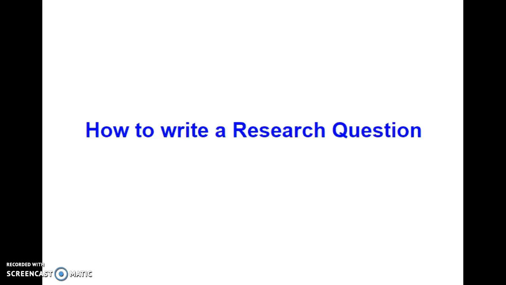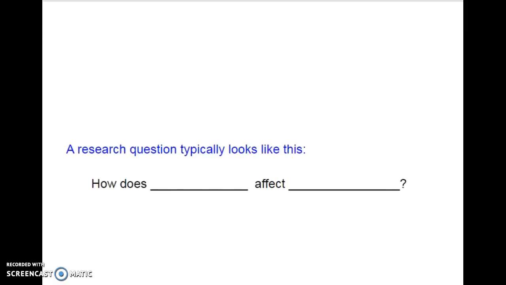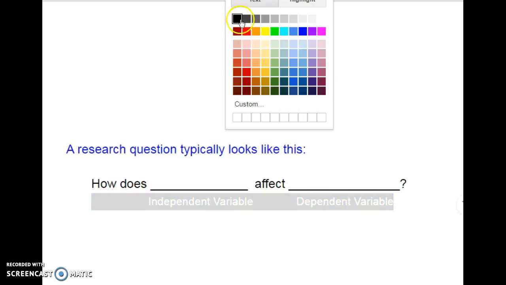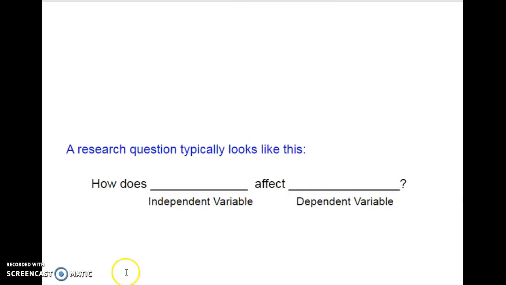Today we're going to talk about how to write a research question. Now, a research question typically looks like this. How does blank affect blank? Or how does one thing affect something else? Now, we have terms that we use to represent the things that go in these blanks, which are the independent variable and the dependent variable.